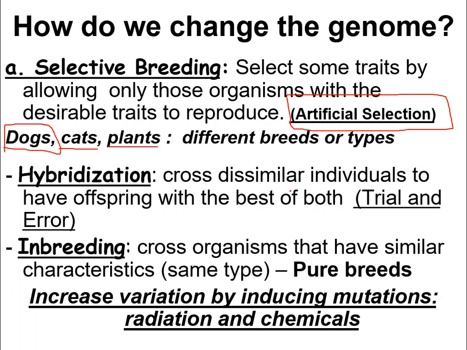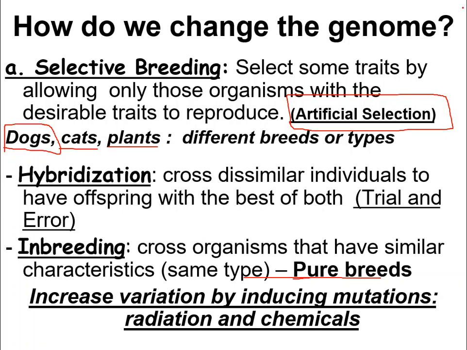Hybridization is essentially when you're crossing two dissimilar looking individuals and you try to have offspring that have kind of the best of both traits. So there's a little bit of trial and error here. Again, we'll talk more about this as it's necessary in the evolution unit. Inbreeding is when you are crossing similar organisms. This is how you get, for example, I'll talk about dogs again, purebreds like German Shepherds, or a purebred horse or thoroughbred.